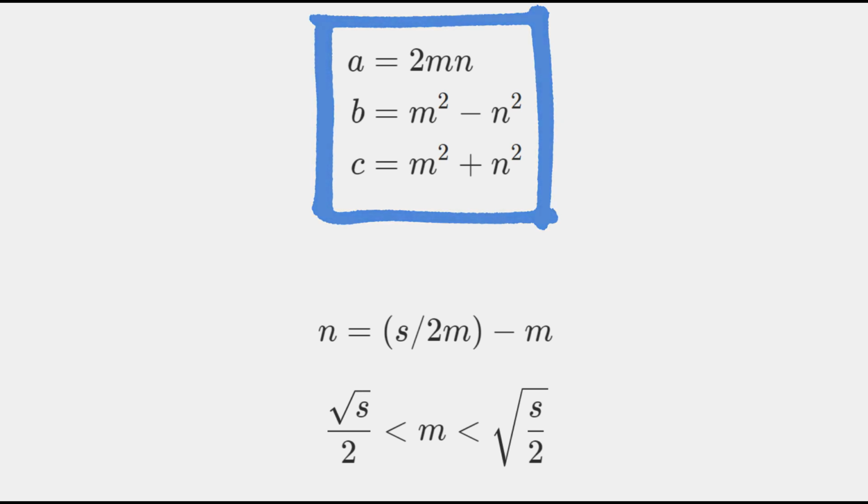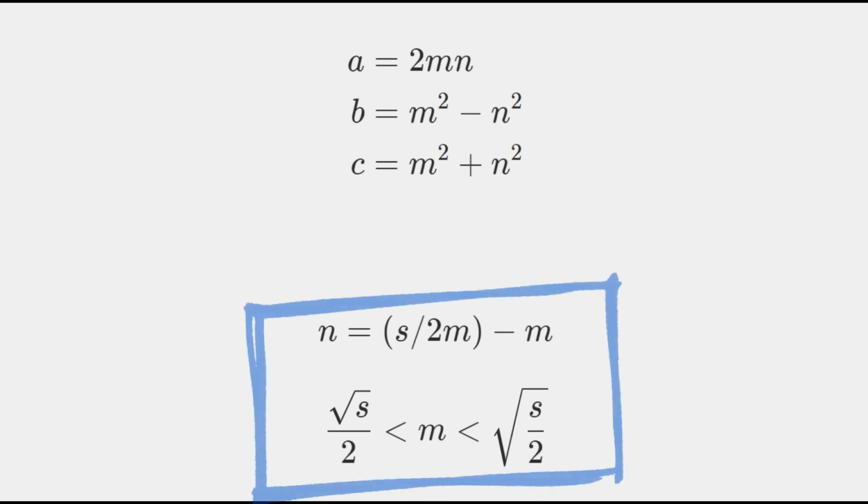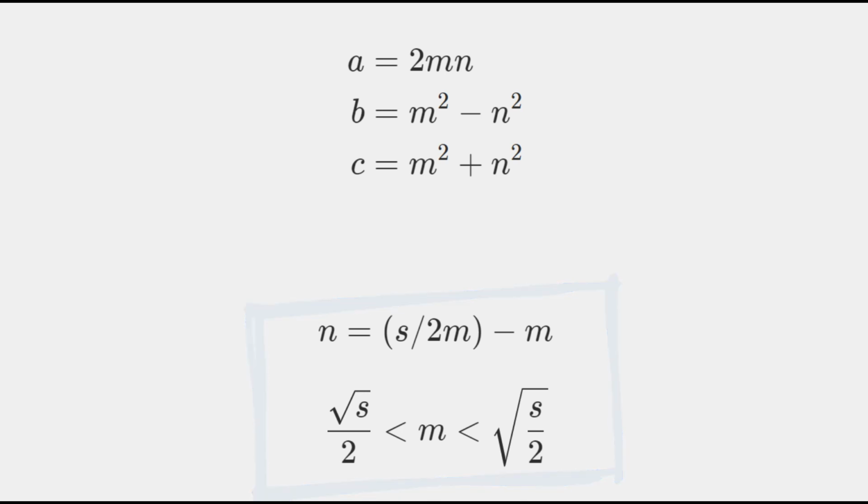And shown in the git notes is the derivation of how we arrive at the bottom two results. So it can be shown that n is equal to s over 2m all minus m, and then that the value of m must lie between the square root of s divided by 2 and the square root of s over 2. So have a look at the notes if you want to see how these two formulae were derived, but we'll use these now to create solution 3.